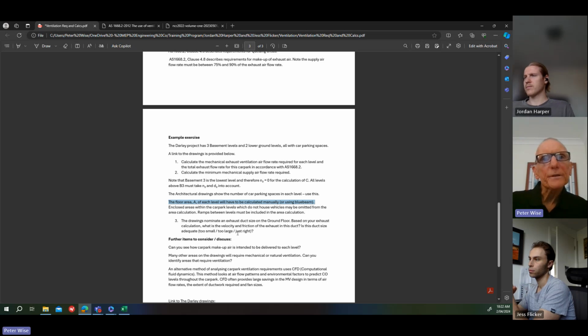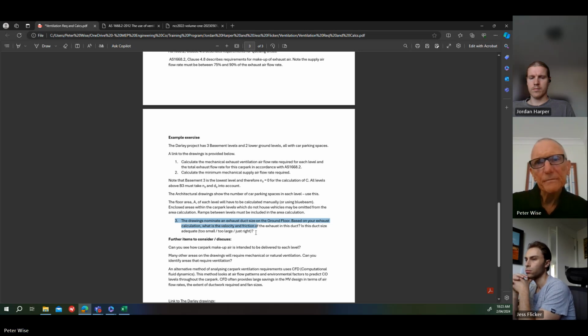This is what I've said there. Now, the last thing I've said: the drawings nominate an exhaust duct size on the ground floor. Based on your exhaust calculation, I'm just asking you to have a look at that duct size. What's the velocity and friction of the exhaust in that duct? And is the duct size adequate? From what we've talked about with ductwork sizing for a car park exhaust, how does that look?